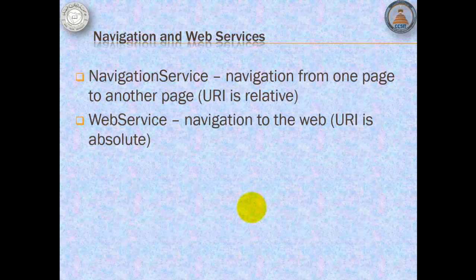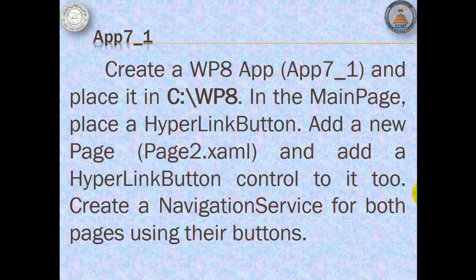In this tutorial, we will discuss two services from Windows Phone 8, the Navigation Service and the Web Service. The Navigation Service is a navigation from one page to another, while the Web Service is a navigation to the web. To apply Navigation Service, we're going to create a Windows Phone 8 app and place it in CWP8.